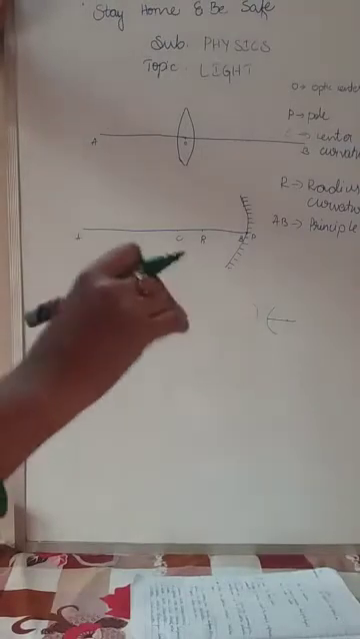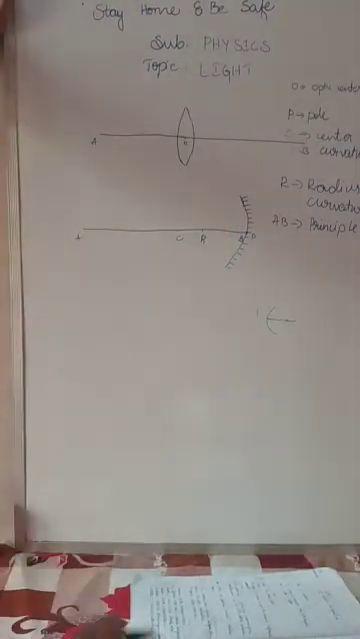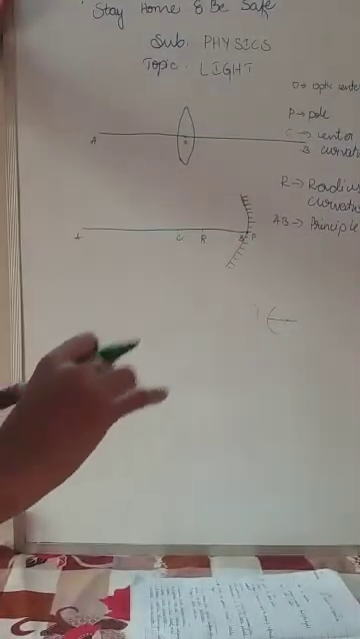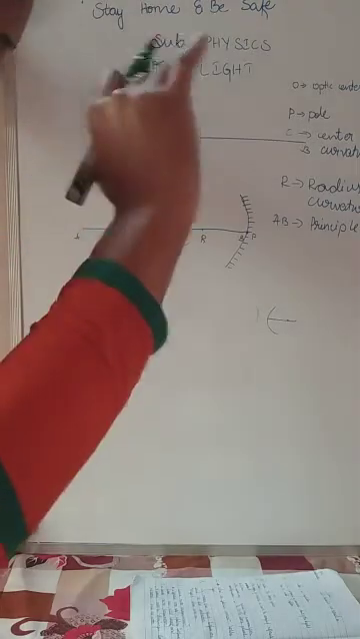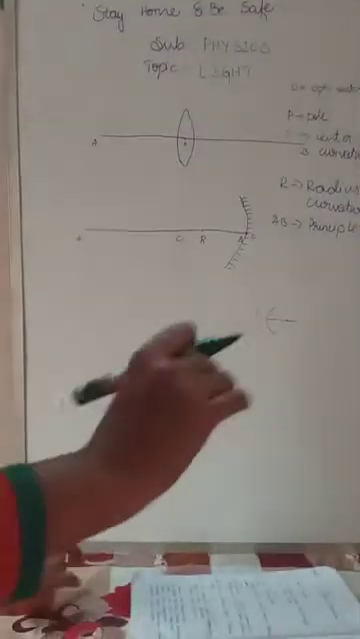Principal axis. Very important. These definitions: what is meant by principal axis? An imaginary line which is passing through the center of a lens or the pole of the mirror is called the principal axis. Next, what is meant by principal focus? The point at which the light rays are converged or diverged.